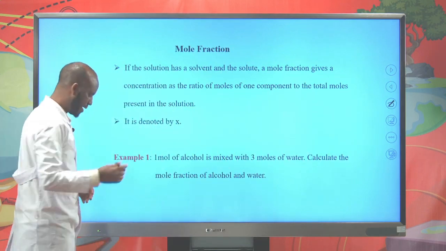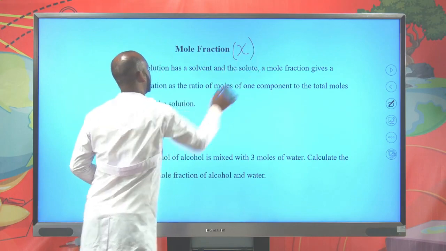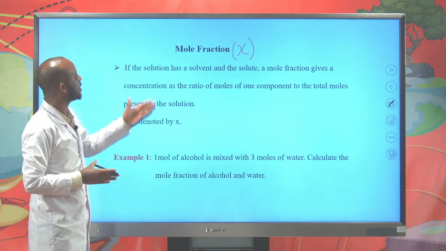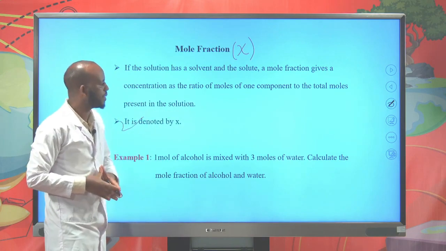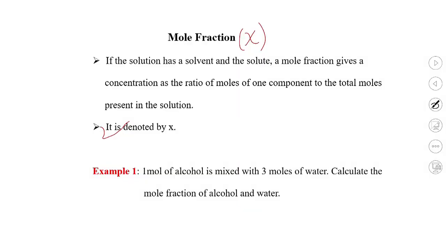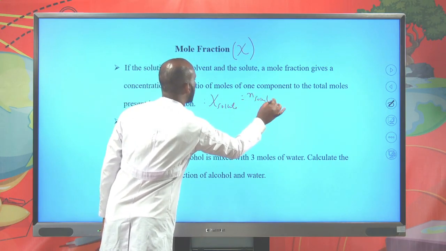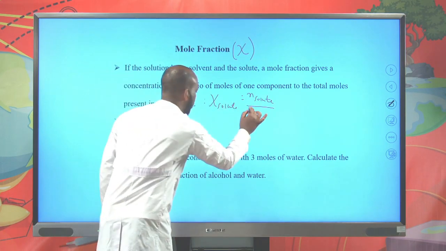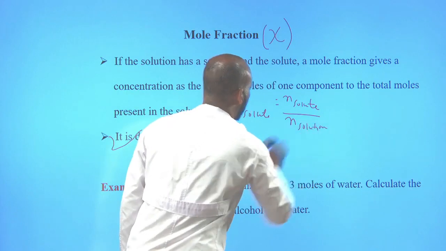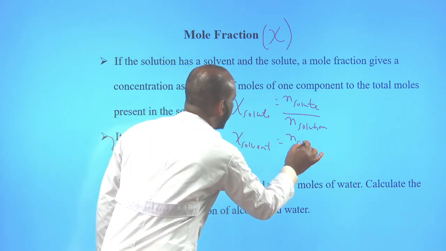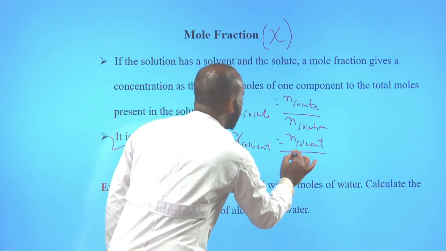Mole fraction, denoted by this symbol. If the solution has a solvent and a solute, mole fraction gives the concentration as the ratio of moles of one component to the total moles present in the solution. If a solution contains a solute and a solvent, then mole fraction of the solute equals number of moles of the solute divided by number of moles of the solution. Mole fraction of the solvent equals number of moles of the solvent divided by number of moles of the solution.